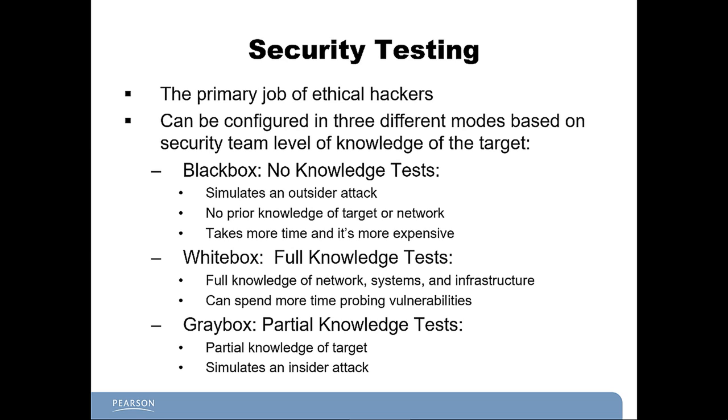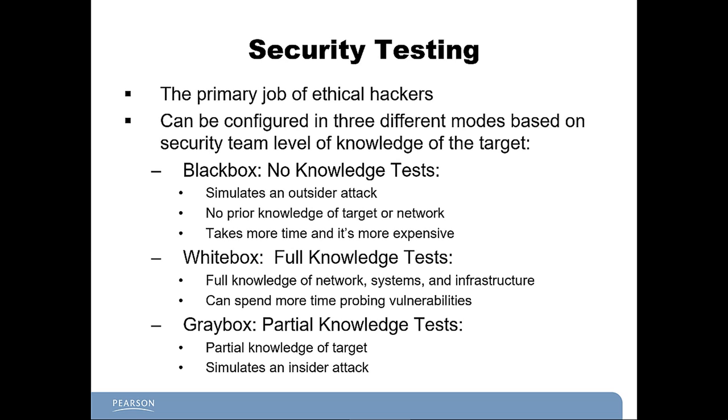With ethical hacking, normally we look at different levels of knowledge. And that will define if they're a black hat, a white hat, or a gray hat type hacker. Normally, a black box test is a no-knowledge test. That means they have no understanding of the network, and this simulates an outside attack. They have no prior knowledge of the target. This takes more time and is more expensive. But they have no knowledge of the network whatsoever, and their goal is to get in.